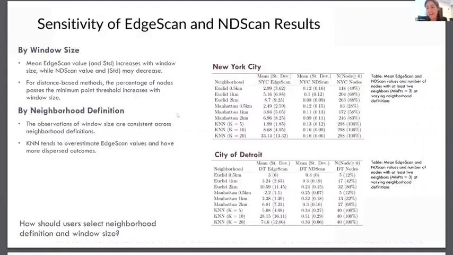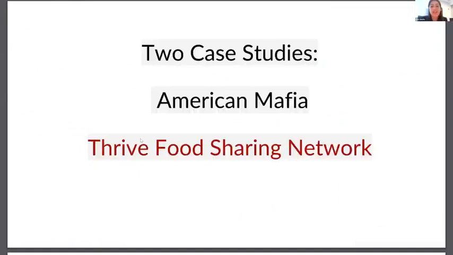And like any good GIS analysis, we do need sensitivity tests. So in our paper, we do show, using New York City and also the city of Detroit, how our answers for the edge scan, the node density scan, and just how many nodes had any edge at all, change using these different sizes and these different definitions of neighborhoods. So that's a case study on the American Mafia.